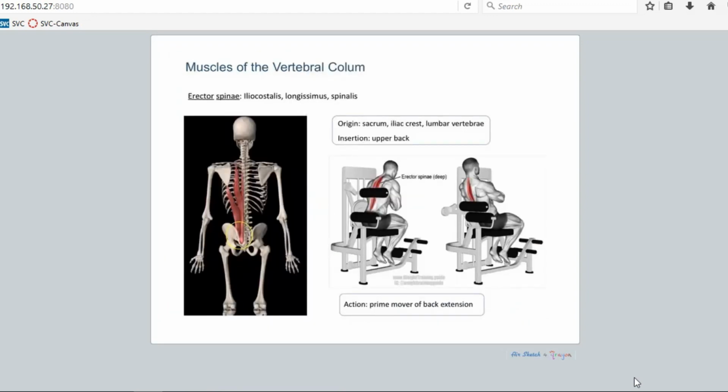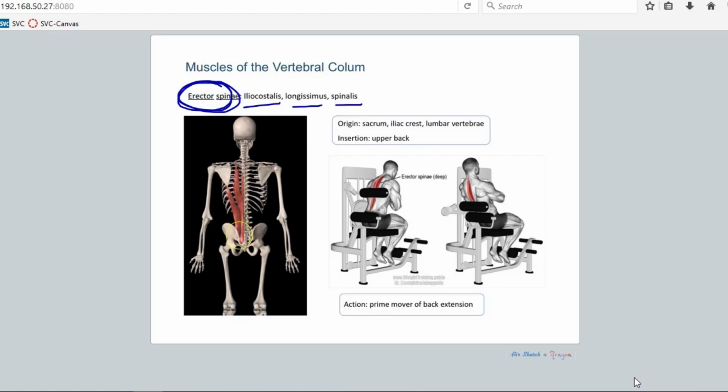Muscles of the vertebral column. We have some large back muscles back here. In particular, we have a group of muscles called the erector spinae. There are 3 of them here, but you just have to know them collectively as a group, the erector spinae. There's the iliocostalis, longissimus, and spinalis.